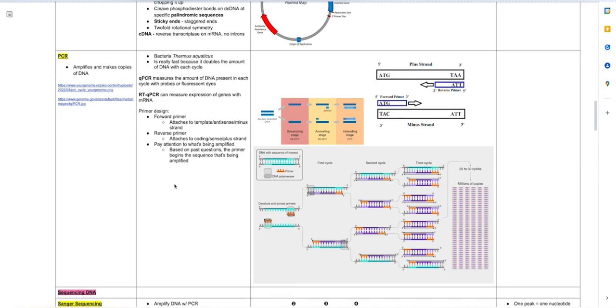Okay. And that's it for PCR and also general DNA techniques. Then we'll move on to sequencing DNA.